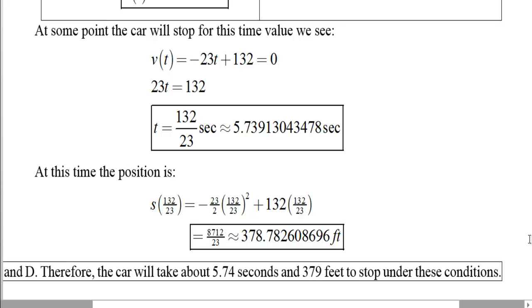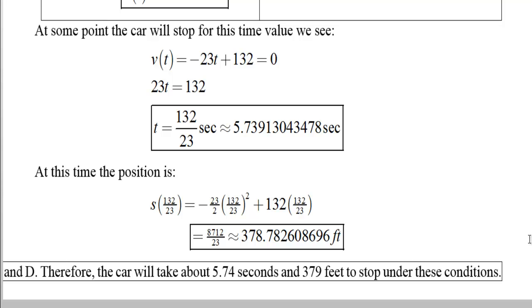Now at some point the car will eventually come to a stop, and at that point the velocity is 0. So negative 23t plus 132 equals 0. We can solve that for t by adding 23t to both sides and dividing by 23. So t equals 132 over 23 seconds, or 5.739 etc. seconds. Now at this time the position is S of 132 over 23, and we plug that into the formula for S.